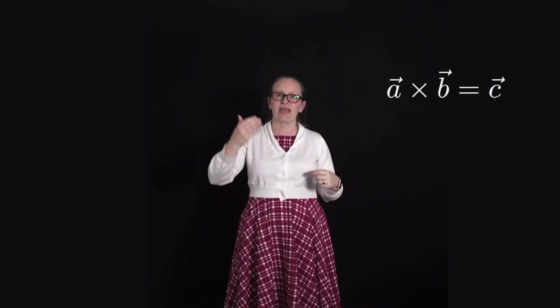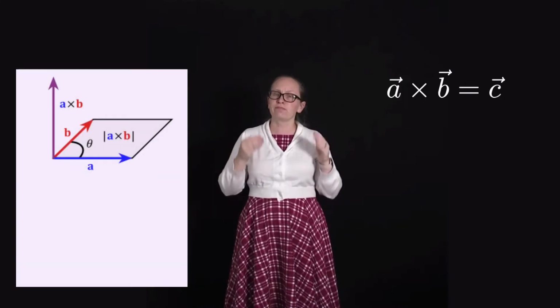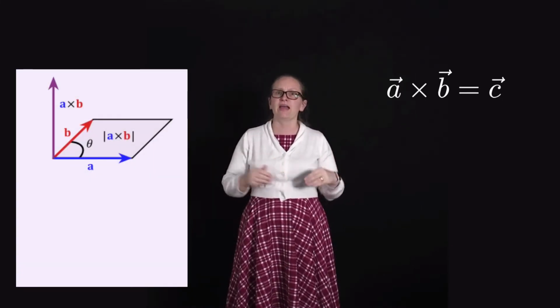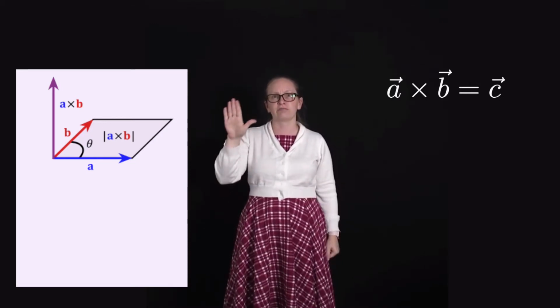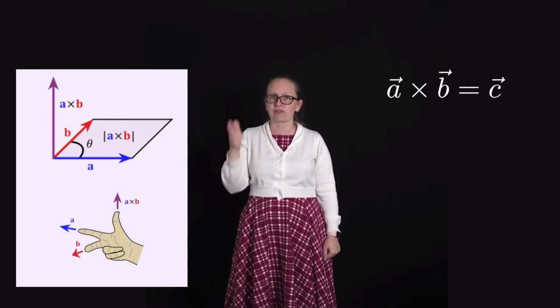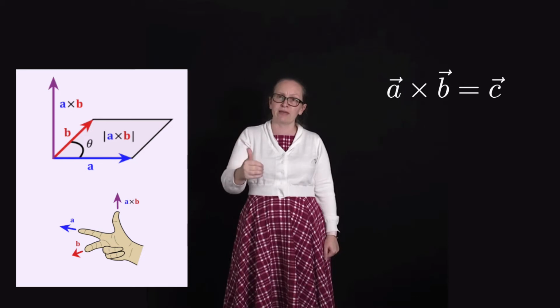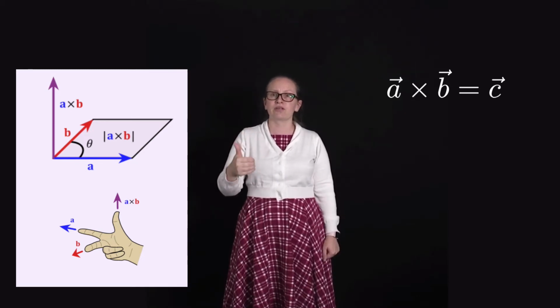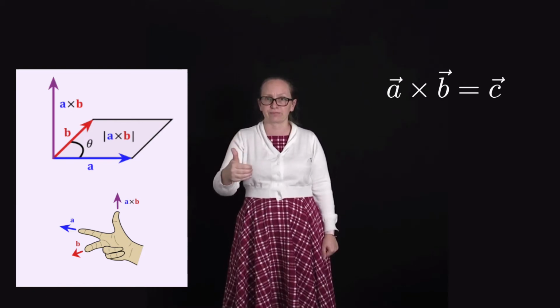Now, if we want to work out the direction of our vector C, which is the cross product of A and B, C is perpendicular to both vectors, to both A and to vector B. How we can do that is use our right hand rule. If you point your fingers in the direction of the first vector, vector A, and curl them towards vector B, then your thumb points in the direction of the cross product, vector C.